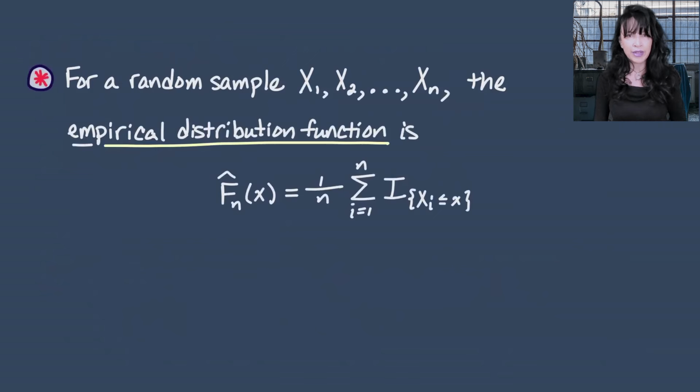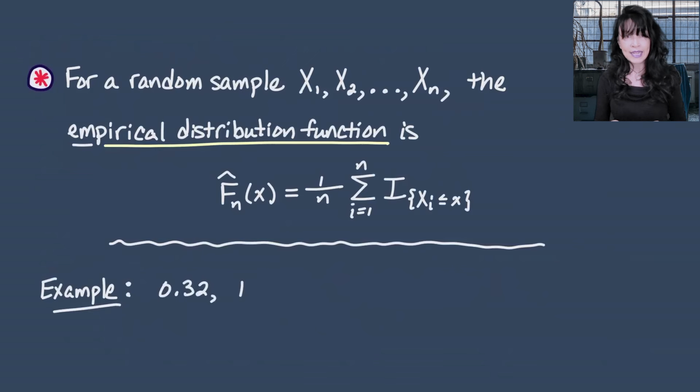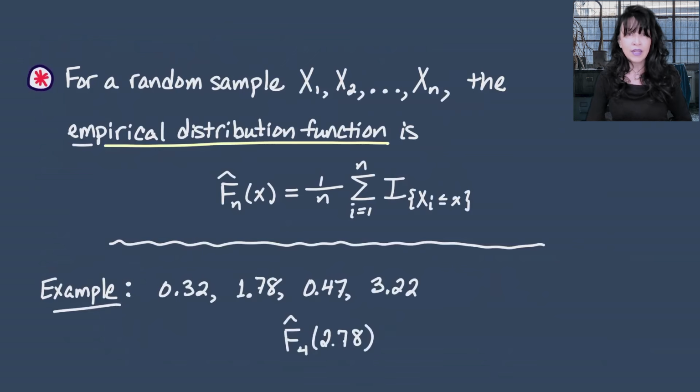Let's look at a concrete example when this is no longer random. Let's go back to our 4-point data set. If I want to compute the empirical CDF at the value, say 2.78, you already know how to do this. You would say, what is the estimated probability based on these data of seeing a value less than or equal to 2.78? You would say 3 of these values fit that bill, but 1 doesn't. So that probability would be estimated to be 3/4.